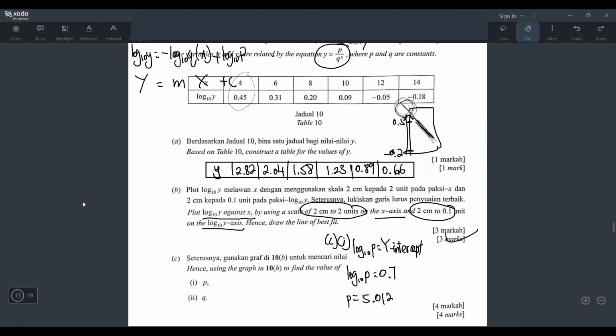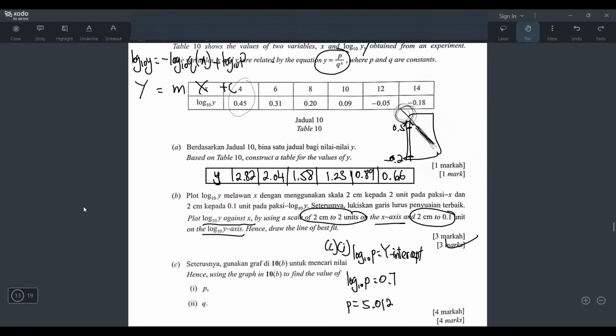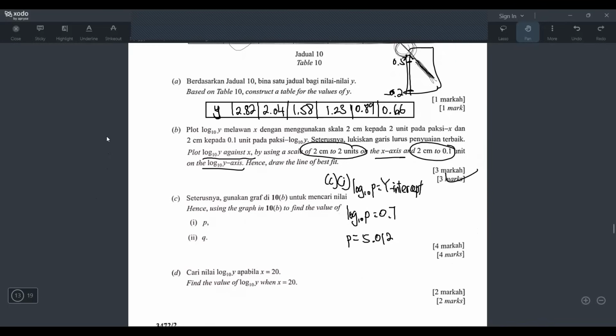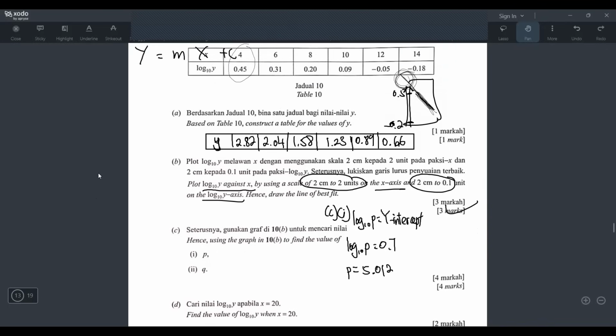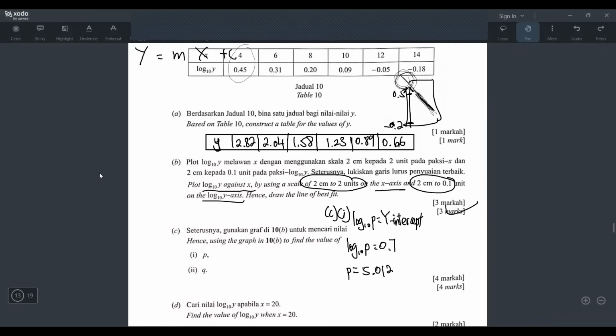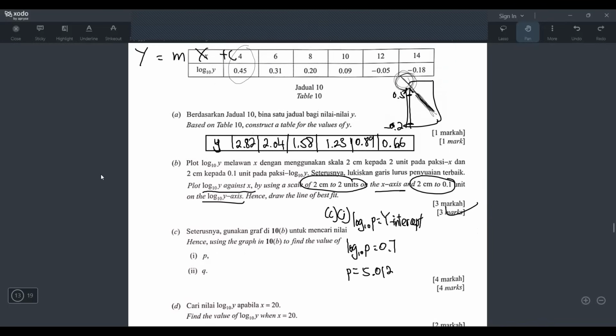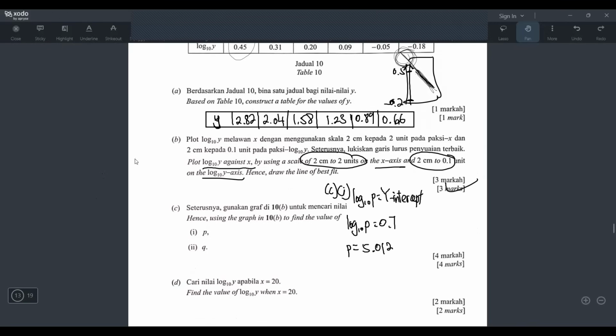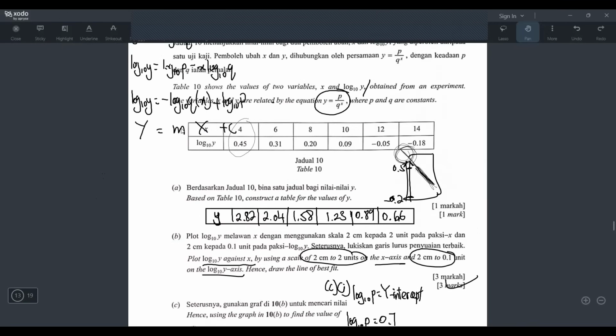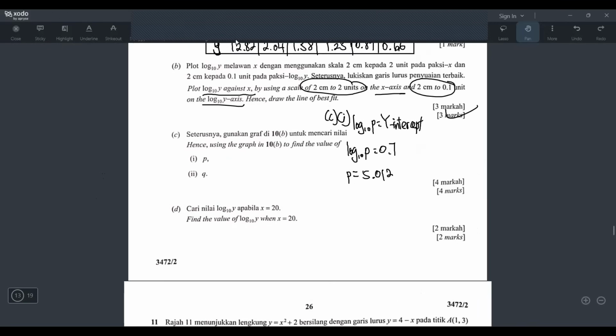Wait. If I want to find Q, I will use gradient. Okay, I'll use gradient. But the gradient is not Q. It's negative log Q. So I have to be careful here. When I'm doing question number 2, I have to write negative log Q is the gradient, right? It means after finding gradient, I still have to move the negative and then do the anti-log, right?